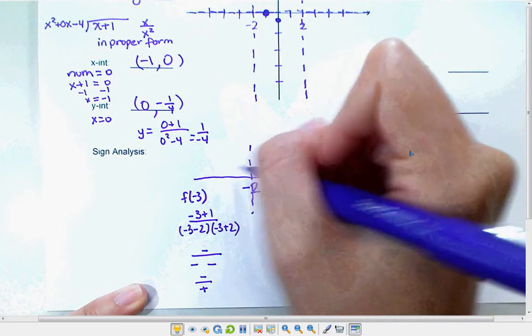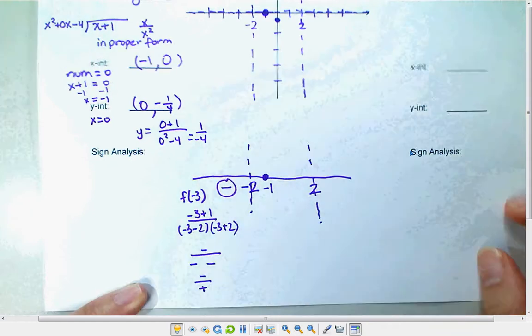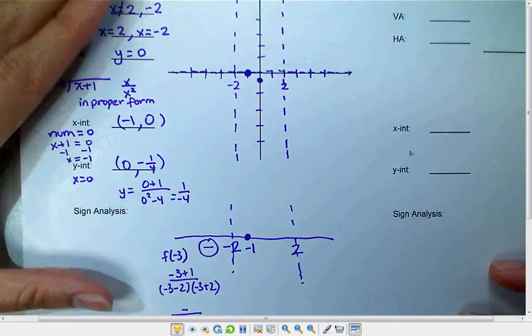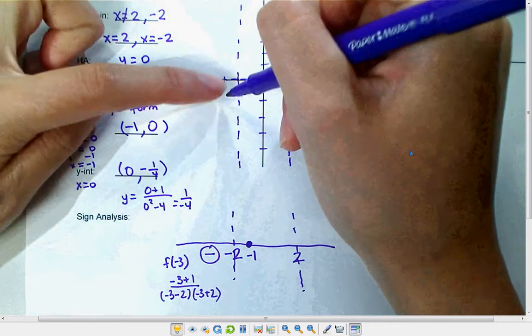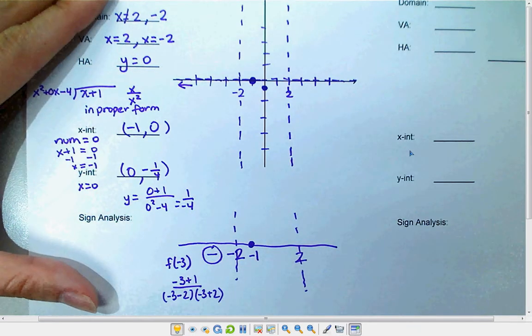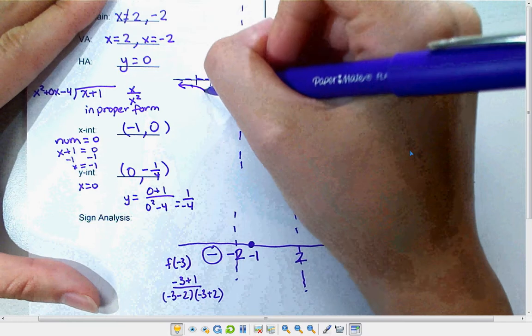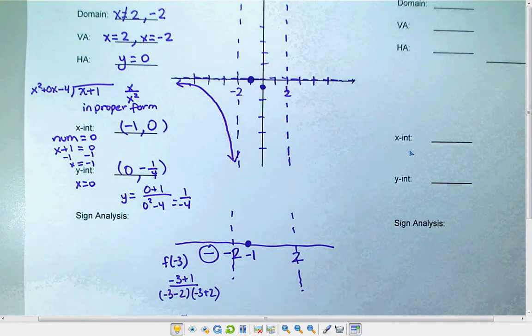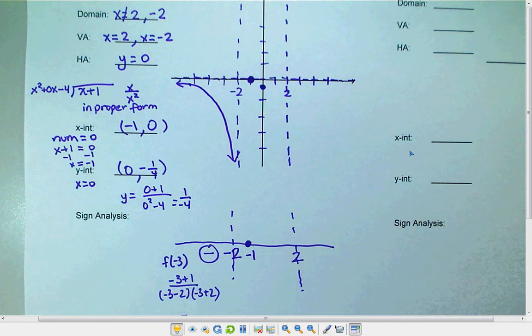So I know that on this side of negative 2, it's going to be negative, which means it's going to be below the x-axis. So I actually know what this is going to look like already, because just like our rational parent function, it's got to approach the asymptotes. So this is what this section is going to look like.